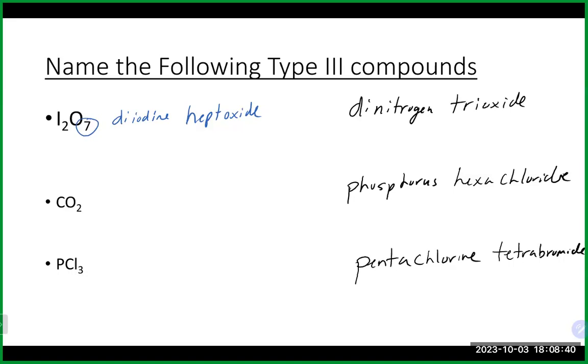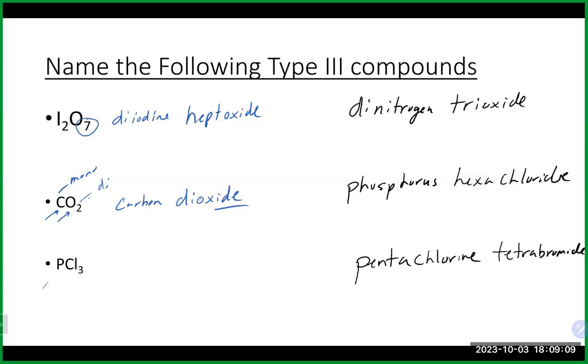Same thing on the next one. I got carbon, which is a nonmetal. I got oxygen, which is a nonmetal. So again, type 3. We have only one carbon, which is mono. We got two oxygens, which is di. Once again, we do not use mono on the first name, so we're just going to use the whole name of it, which is carbon. And we will use di, and again, giving the oxygen the IDE at the end of it. So carbon dioxide in this case.